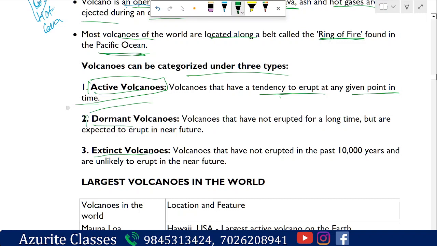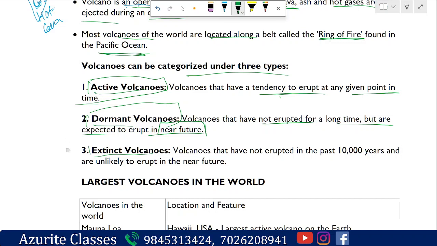Dormant volcanoes are volcanoes that have not erupted for a long time but are expected to erupt in the near future. It has not erupted and is yet to erupt, that is, it may erupt in the near future, in some years. That is dormant.